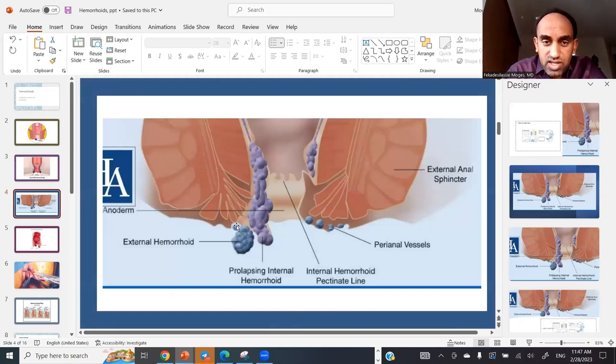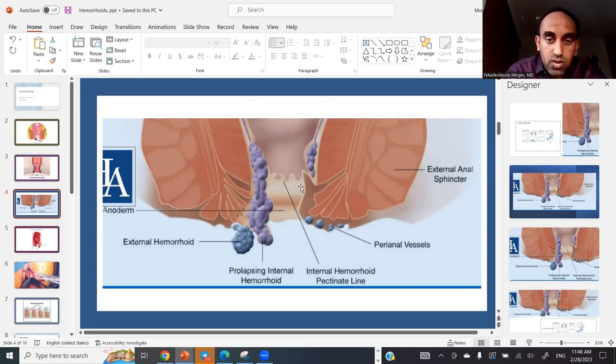External hemorrhoids are just located down, externally. Internal hemorrhoids may be seen even outside of the anal orifice. We call them prolapsing internal hemorrhoids. Otherwise, you will see them dilated and tortuous when you do any scope procedure, anoscope, proctoscope, colonoscope or sigmoidoscopy. These are the perianal vessels which may become dilated and tortuous, resulting in external hemorrhoid. This is the external sphincter mechanism, this is the internal sphincter mechanism, and we will revise this anatomy later when we come back.